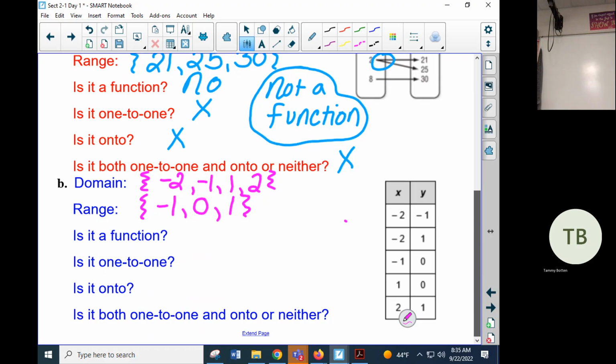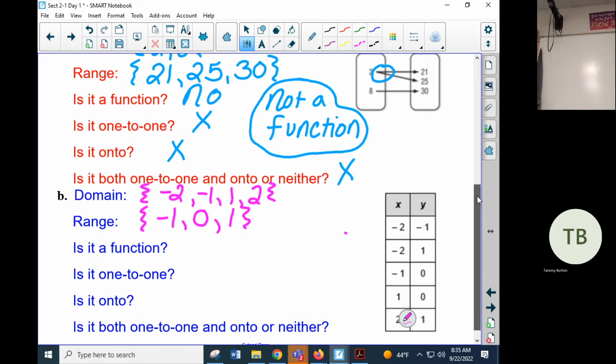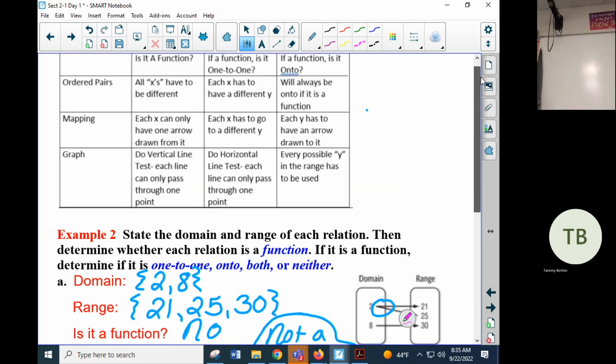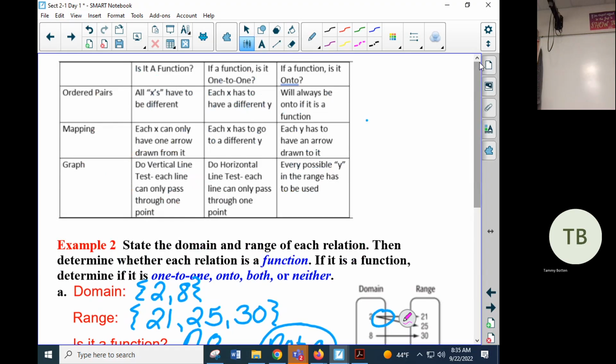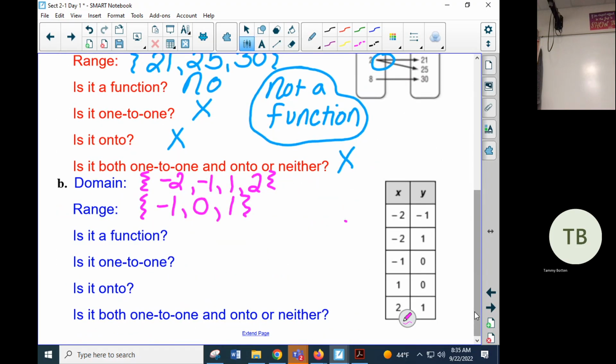Now, for an ordered pair or table, we're going to look, is it a function? For it to be a function, all X's have to be different. And if you notice, they're not. You have 2 -2s. So this is no. So you can stop right there and just say not a function.